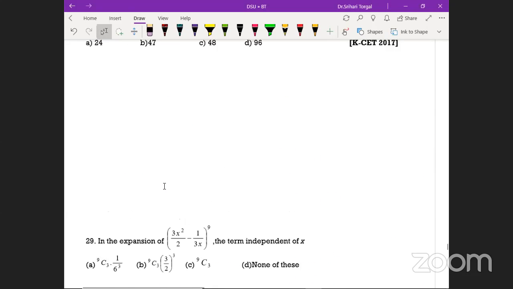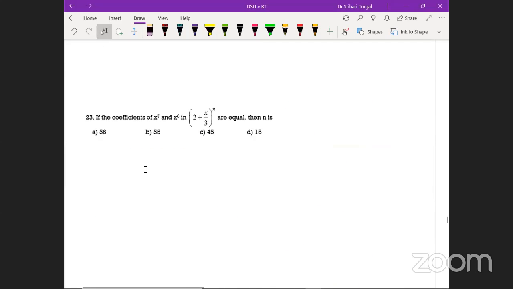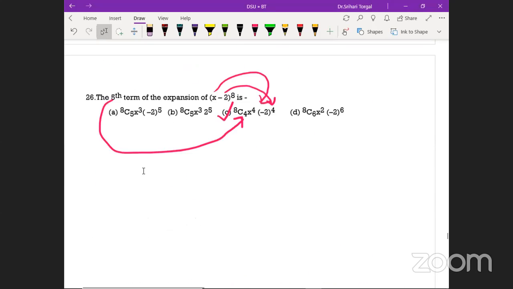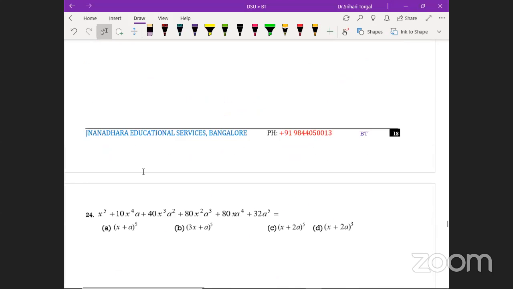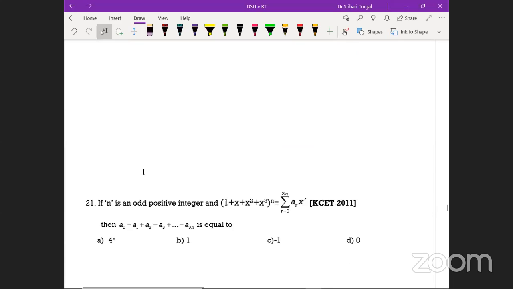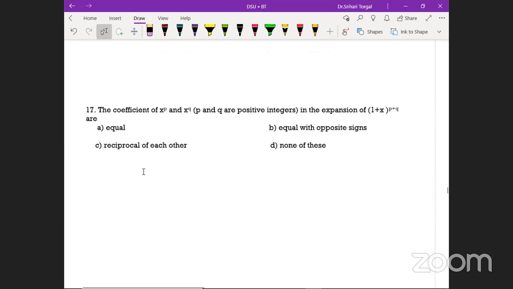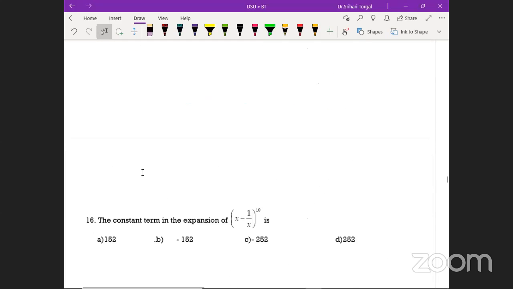Let me check, I don't have that kind of problem here. Let me calculate for this also, this only. Which is the power is odd. Let me show you with that example.